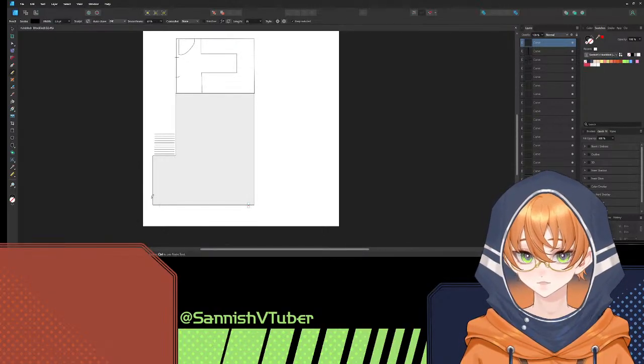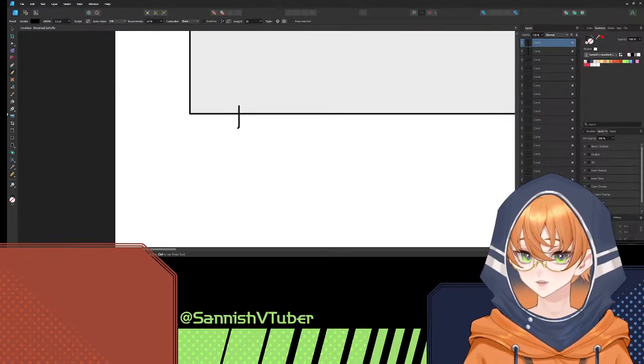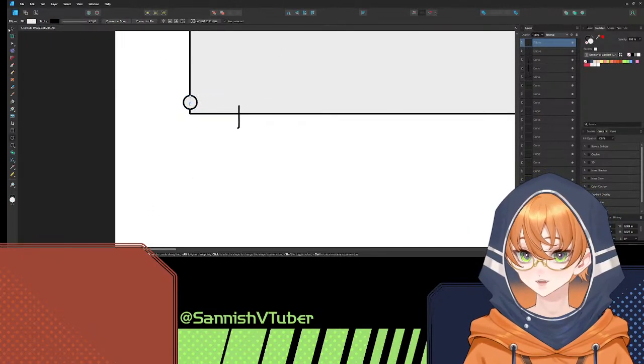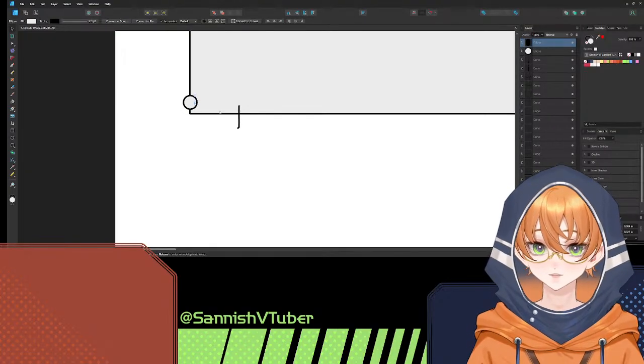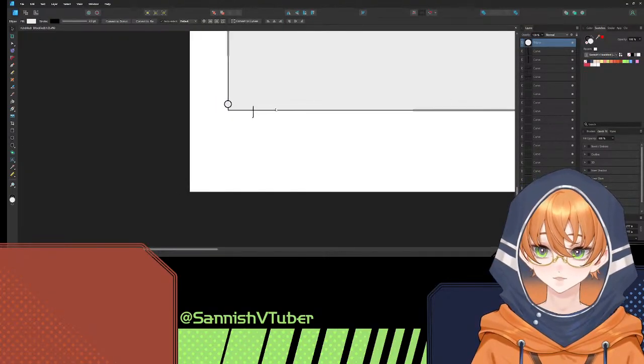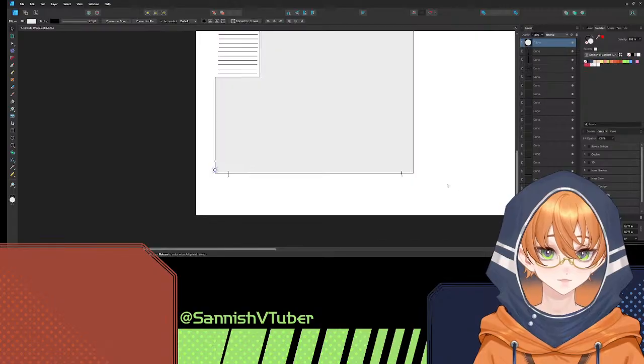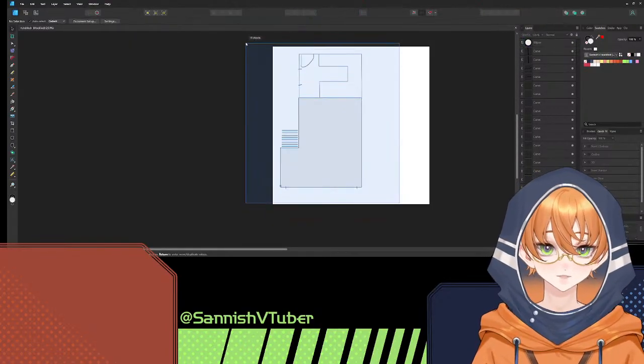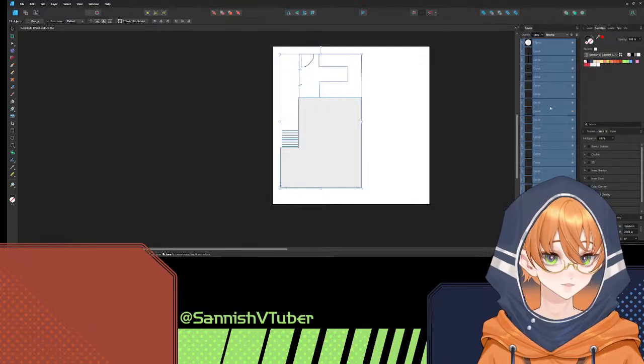Actually, nope. Let's draw a circle. We're gonna draw a circle here. Internet comes in right here. This is gonna be an important point when I'm figuring out where to put my desk. So we have internet, coax cable right there. There you go. First floor. Group this together. Group, group, group.